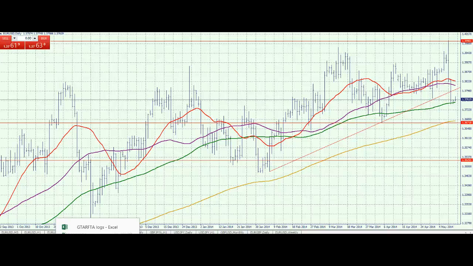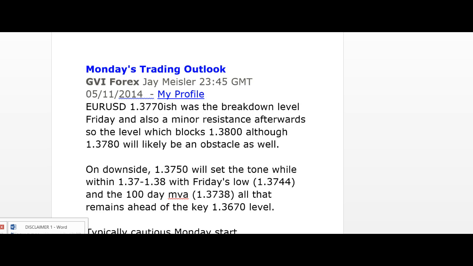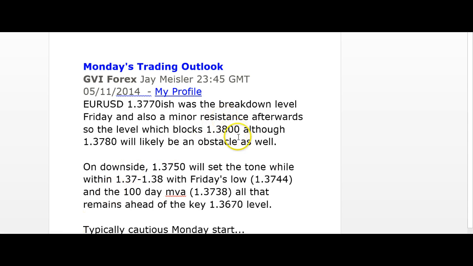I posted this last night on our GVI Forex service, and rather than repeating it, I'll just show it to you and then read it. Euro dollar 137.70-ish was the breakdown level Friday, and also a minor resistance afterwards. So the level which blocks 138, although 137.80 will likely be an obstacle as well. As an aside, the high has been 137.74, so that 137.70-80 level is the one that blocks 138 and some levels just above it.